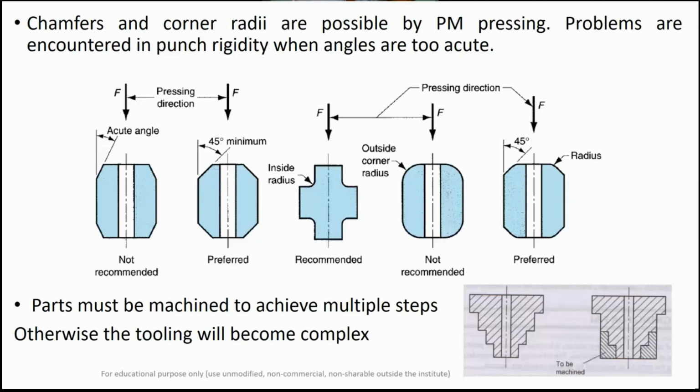So in such cases, you can make a part like this that has only two steps. This is the one step, and another is the second step. Then you do pressing and then sintering, and after that you can easily machine this part and produce the required steps. Such a strategy you need to decide while designing the parts and the fabrication of the powder metallurgy components.